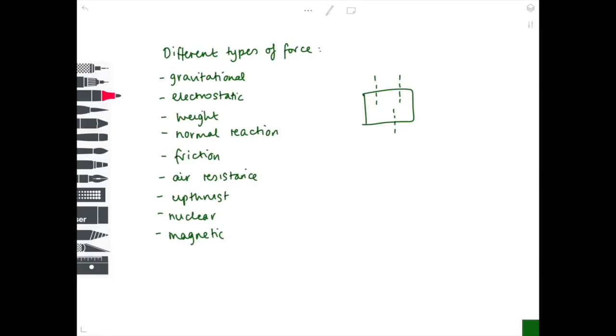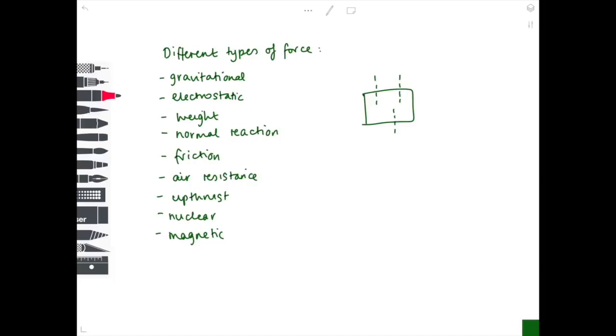Looking at non-contact forces, let's start with the magnetic force, and that is experienced by any magnetic material inside a magnetic field. Do remember that opposite magnetic poles attract, so north and south poles will attract. Like poles, such as two north poles or two south poles, repel. An electrostatic force is all to do with static charge, so we're talking about the build-up of charge, and it's experienced by any charged particle that's held within an electric field.